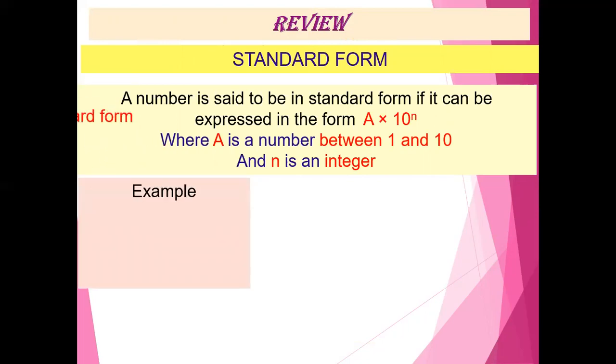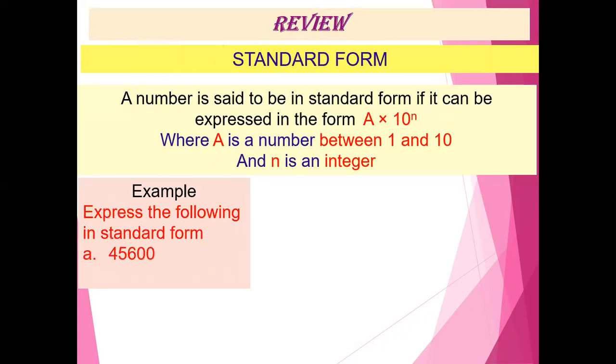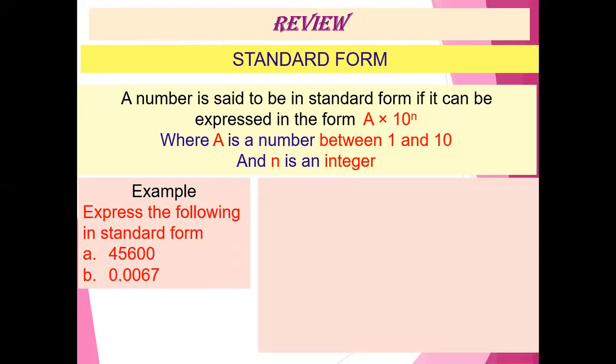So let's take an example. Can you express these numbers in standard form? Do you still remember how to express numbers in standard form? If you remember, you can go ahead and try it out. I'll just do the solution over here. So let's start with 45,600. So 45,600 is 4.56 times 10,000, and that gives you 4.56 times 10 raised to the power of 4.